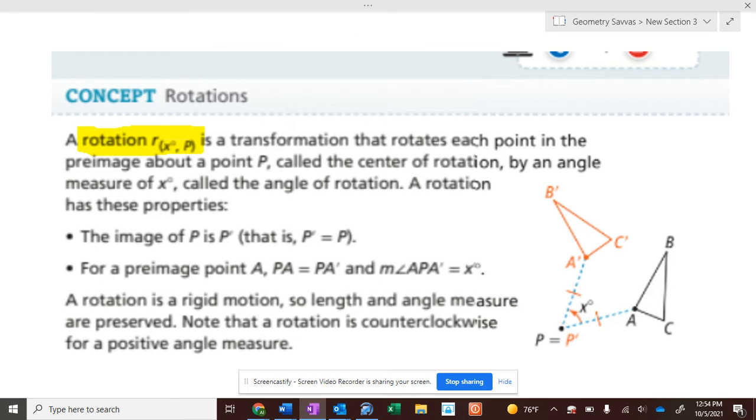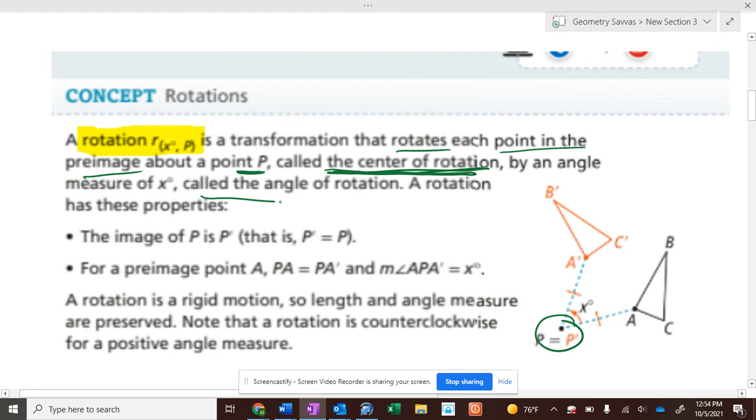So a rotation rotates every point in the pre-image around a point P called the center of rotation. The center of rotation is the P. And the angle it rotates around is called the angle of rotation. How far it rotates is the angle of rotation. Okay, so this one was rotated this way. It's just a simple rotation.